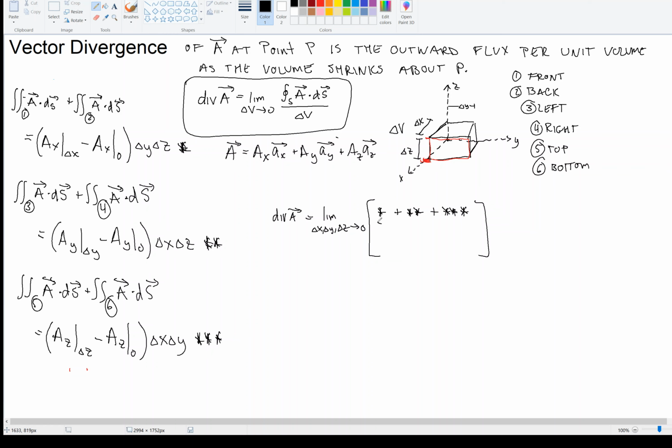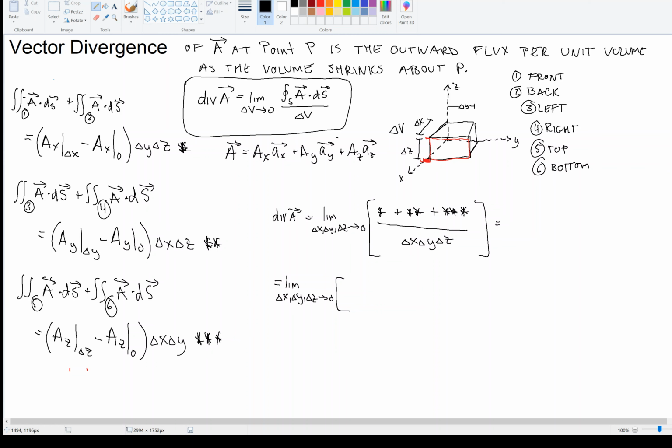All right, and then again, going by the definition of divergence, we're going to divide by delta V, which is delta x times delta y times delta z. Now, notice this will be equal to, I won't evaluate the limit yet. I'm going to need some more room here. Let me back up. Limit as delta x, delta y, delta z goes to 0 of.